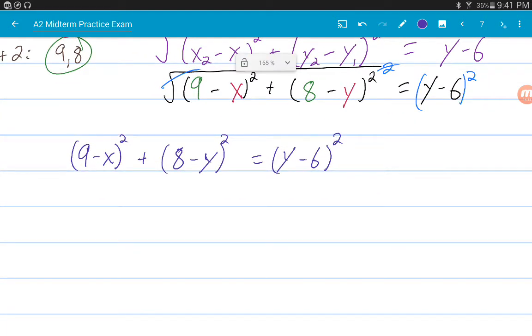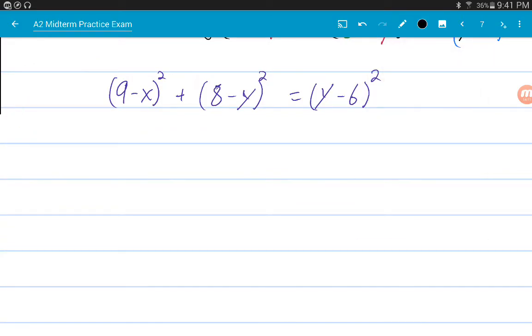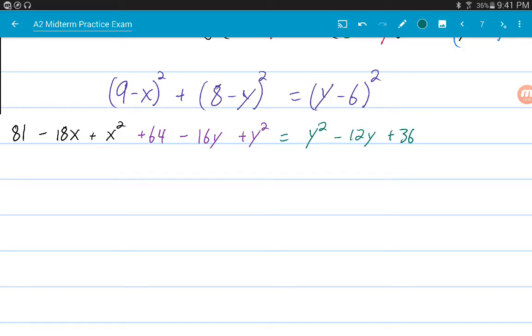Now you can use 3 separate box methods, but what I like to do is the shortcut. So what I'm going to do is do that. 9 squared is 81 minus 18x plus x squared. Next one, 8 squared is 64, it's going to be minus 16y plus y squared, is equal to y squared minus 12y plus 36.